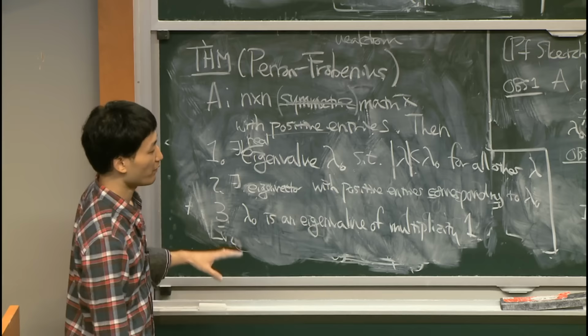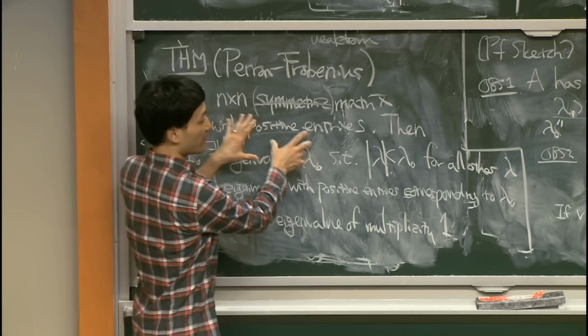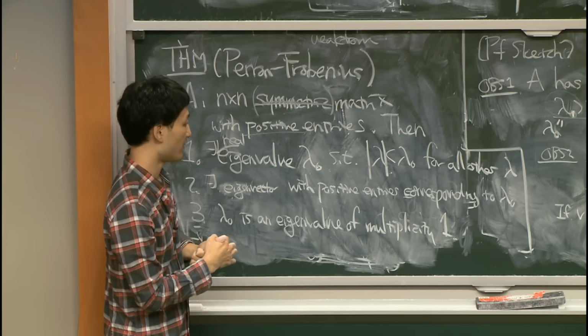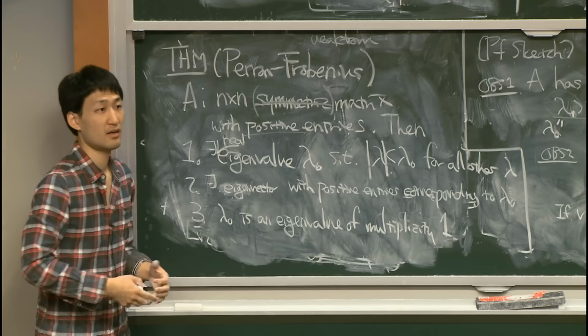I will review it later before it's really being used. But just remember how these positive entries kick into this kind of statement, where there is a largest eigenvalue, and why there has to be a vector which has all positive entries. Those will all come into play later.